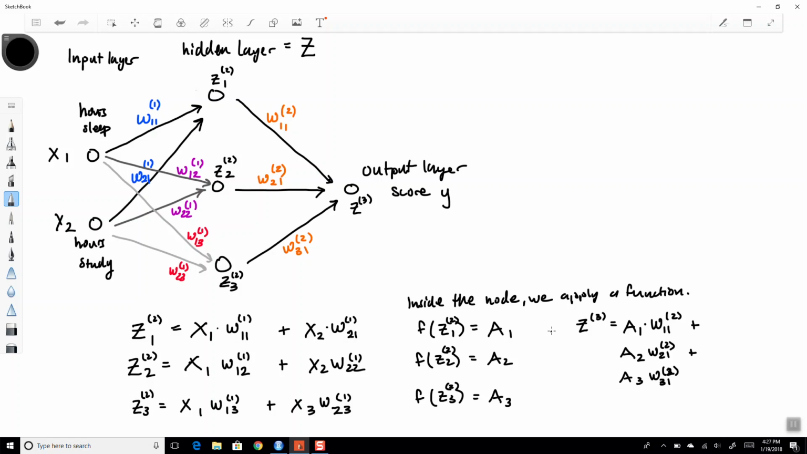Okay, and then lastly, we apply the function to this last value Z3, and this will become our output, our Y hat.